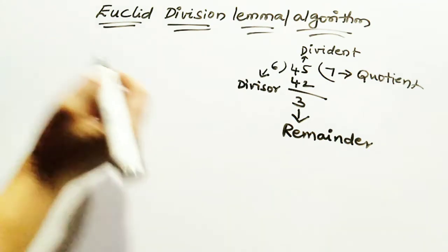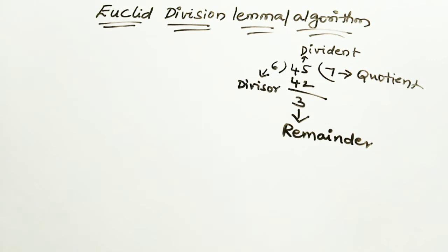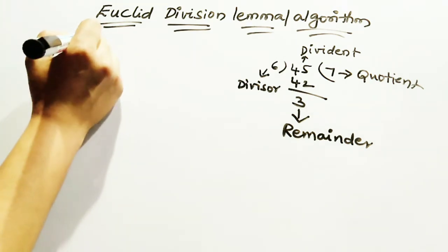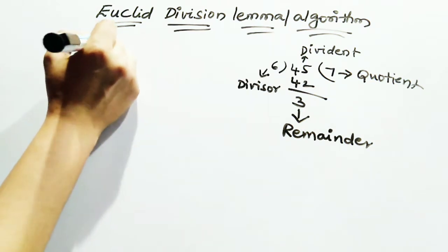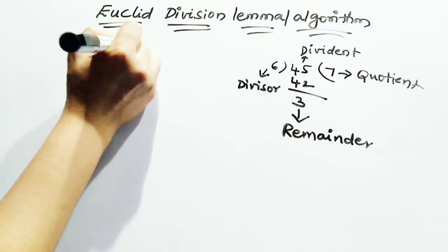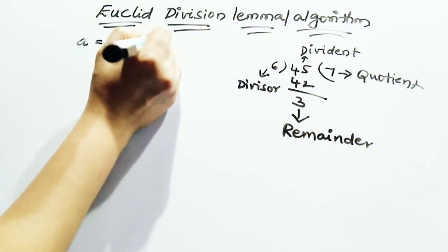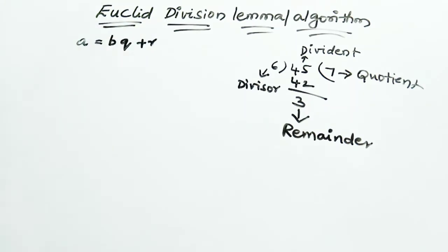What is the Euclid division method? It means if A and B are two positive integers, then they must satisfy a certain condition. What condition must it satisfy? It must be 0 less than or equal to remainder, and remainder less than B. And Euclid division lemma must be in the form of A equals B Q plus R. R is the remainder, Q is the quotient.